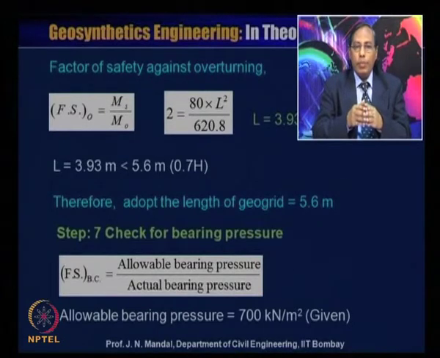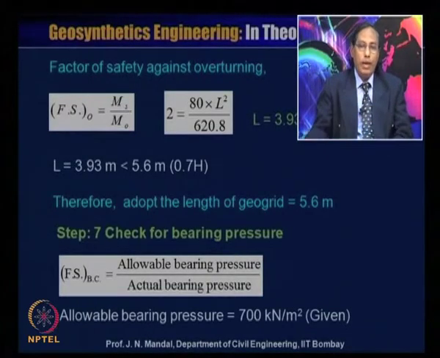Now, step 7, you have to check for the bearing pressure. The factor of safety against bearing capacity is the ratio of allowable bearing pressure to actual bearing pressure. The allowable bearing pressure is given in the problem, that is 700 kilonewton per meter square.